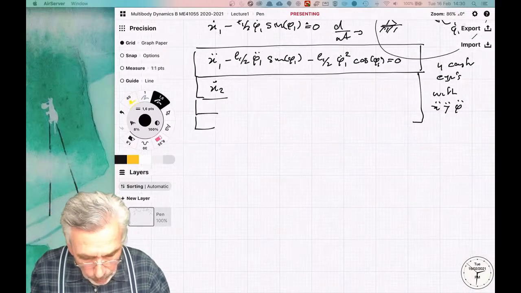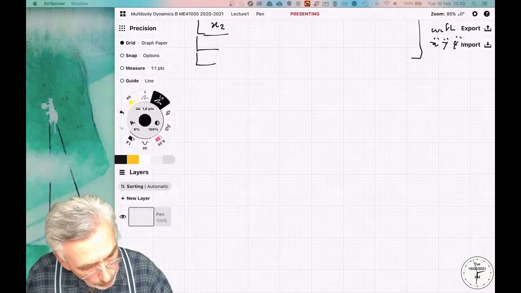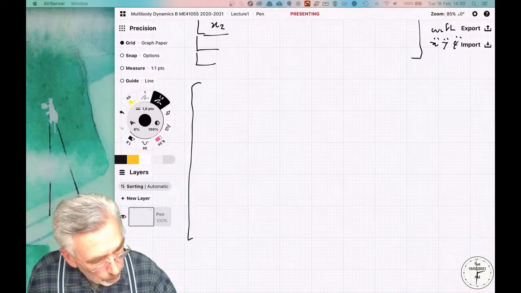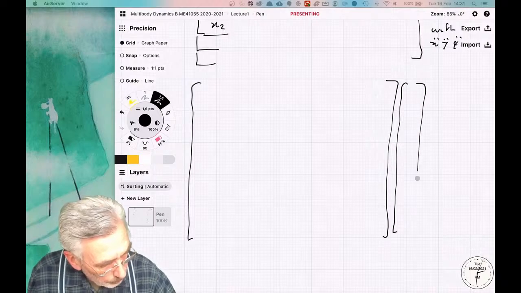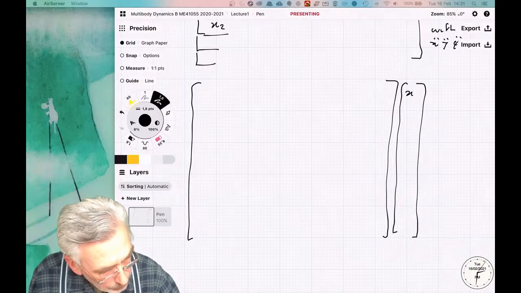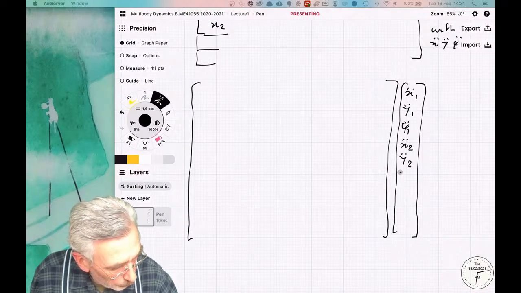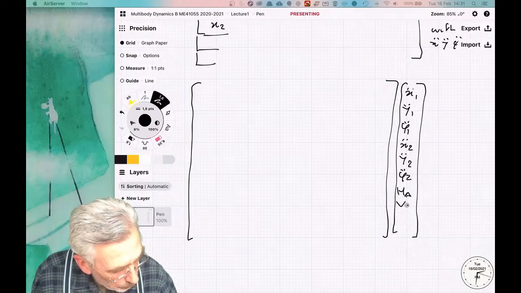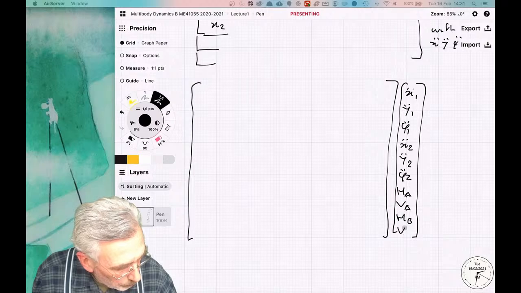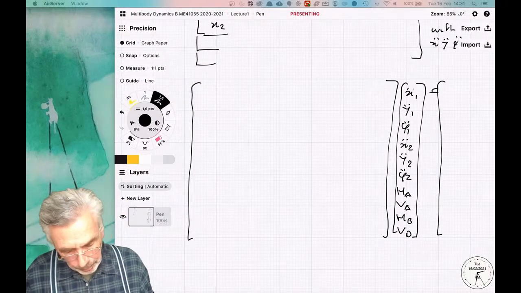Well, of course it's in the book, but if we form that together, then we have one big matrix and we have one vector. Let's start with the vector of unknowns. So the big vector of unknowns is of course x double dot 1, y double dot 1, phi double dot 1, x double dot 2, phi double dot 2, and then we have those 4 forces, HA, VA, HB, and VB. Those are our unknowns. And it's all linear equations, so that should be doable.